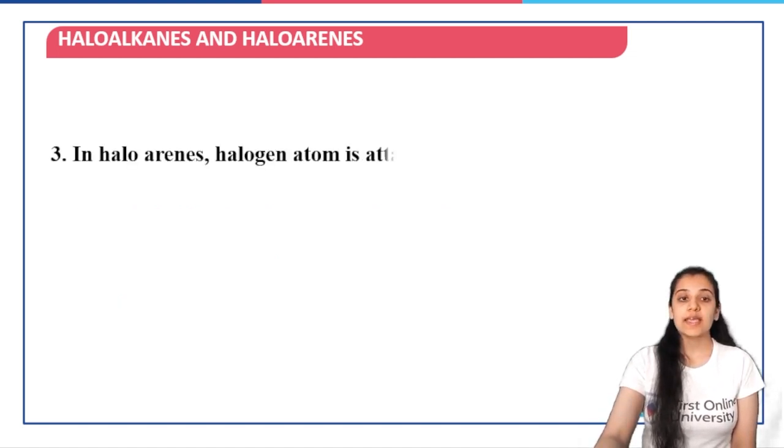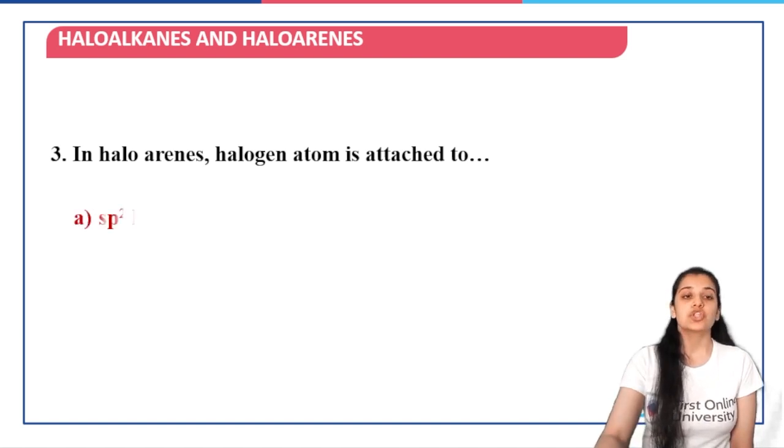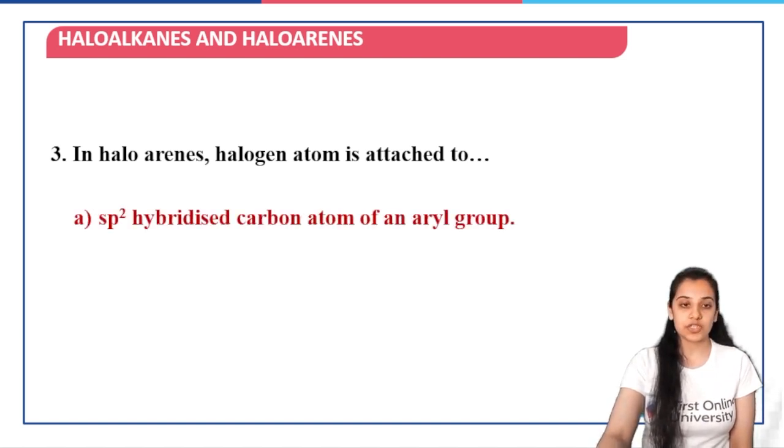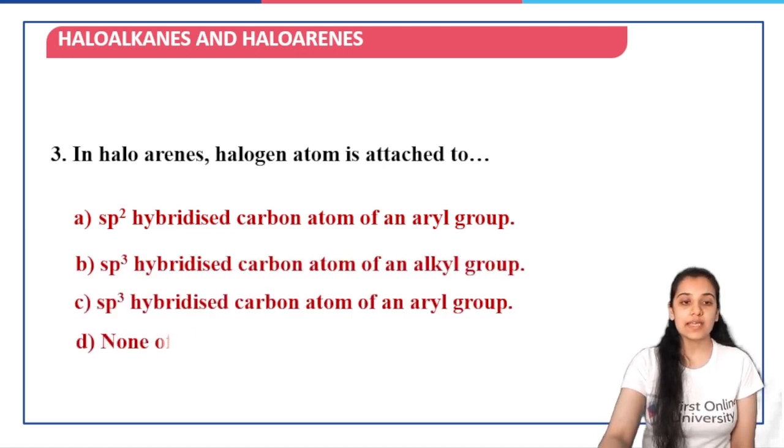Next question is, in haloarenes, the halogen atom is attached to what? We have already seen that in haloarenes, the halogen atom is attached to the sp2 hybridized carbon of the aryl group. Wherever you see this option, you will tick it because that is the right answer. Here sp2 hybridized is present in just one option, and as it's clear from the name, we are talking about arenes, so it is going to be the aryl group. So option A is the right answer here.